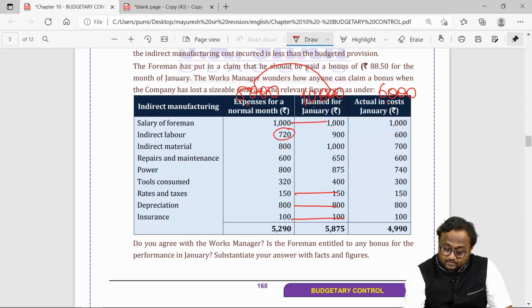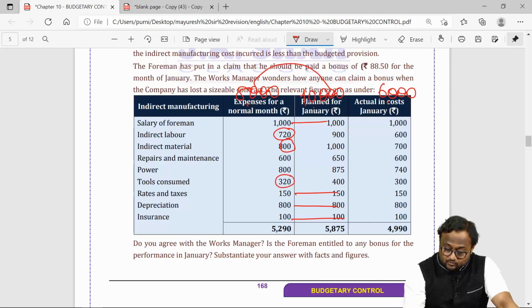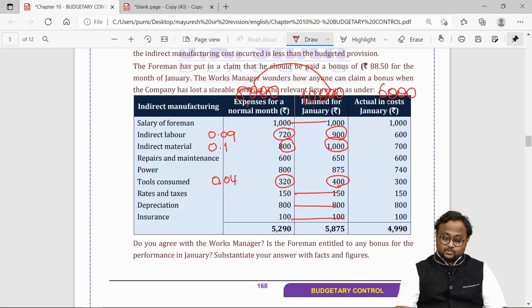If you look at 720, if you look at 800, and if you look at 320, these were cost structures for 8,000. So per unit comes to 0.09, 0.10, 0.04, and it is constant even for 10,000. So these are variable cost structures.